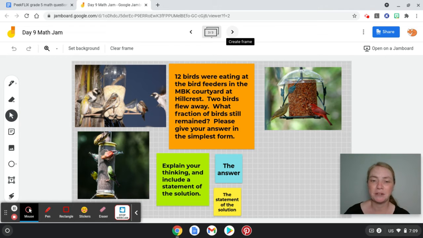12 birds were eating at the bird feeders in the MBK courtyard at Hillcrest. 2 birds flew away. What fraction of birds still remained? Please give your answer in the simplest form. Explain your thinking and include a statement of the solution. So for this one, you're going to pause the video. You're going to figure this out on your own. And then when you're ready, you're going to unpause the video and I will take you through the problem and reveal the answer in the statement of the solution. All right, please pause the video at this time.